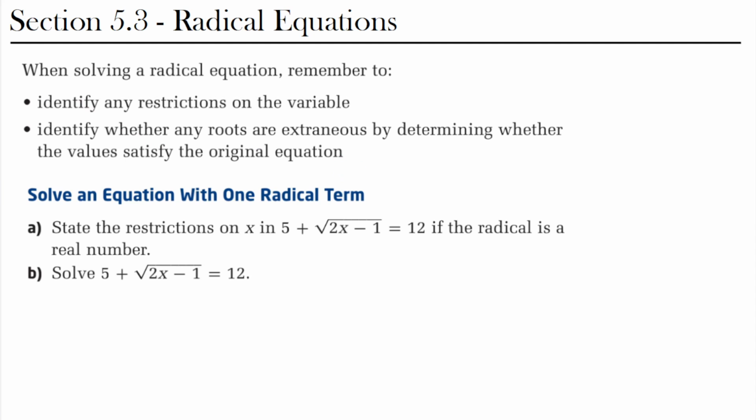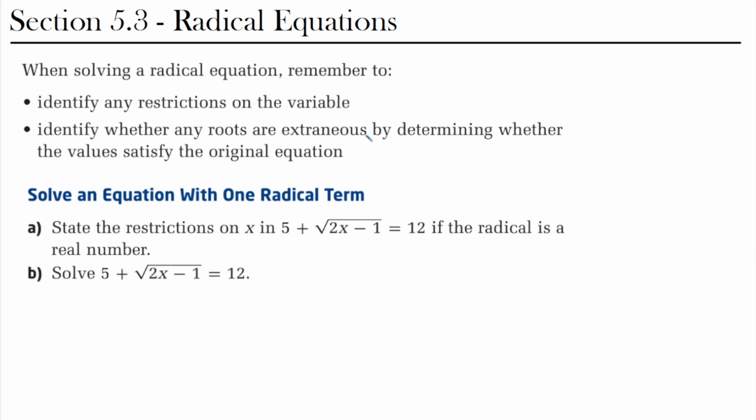When you solve a radical equation, you must identify restrictions on the variable. We've been hinting at that through the first two sections of this chapter, but here we're going to need to do it regularly. The other thing that's different is we're going to have to identify any of the roots that are extraneous by determining whether they satisfy the original equation.